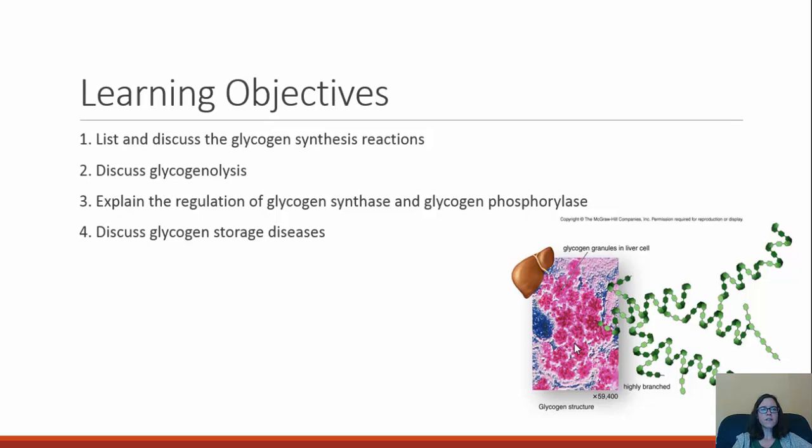Our learning objectives are to list and discuss glycogen synthesis reactions as well as glycogen degradation reactions. We also want to explain the regulation of glycogen synthase and glycogen phosphorylase and discuss glycogen storage diseases.